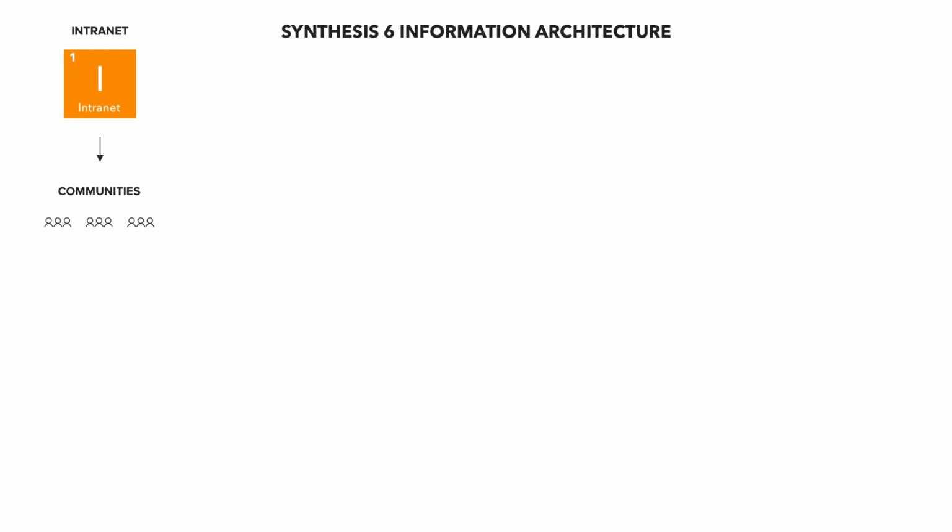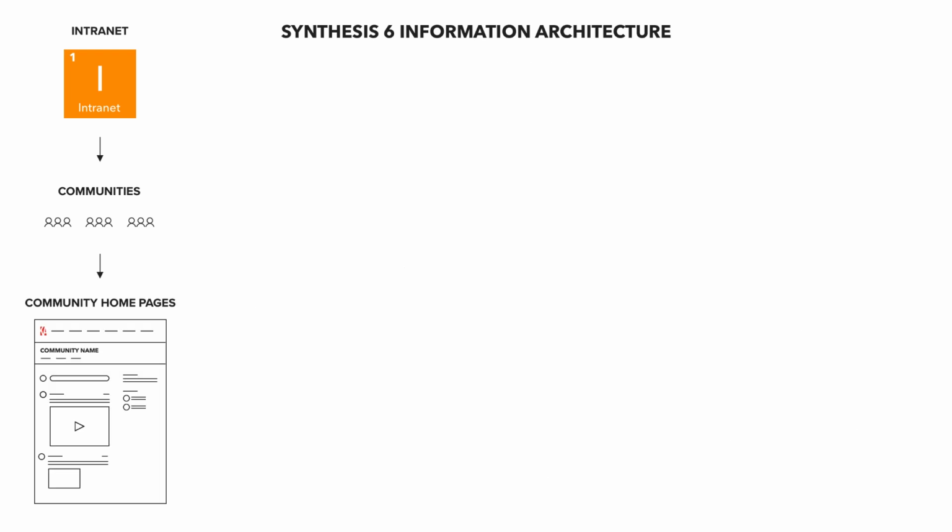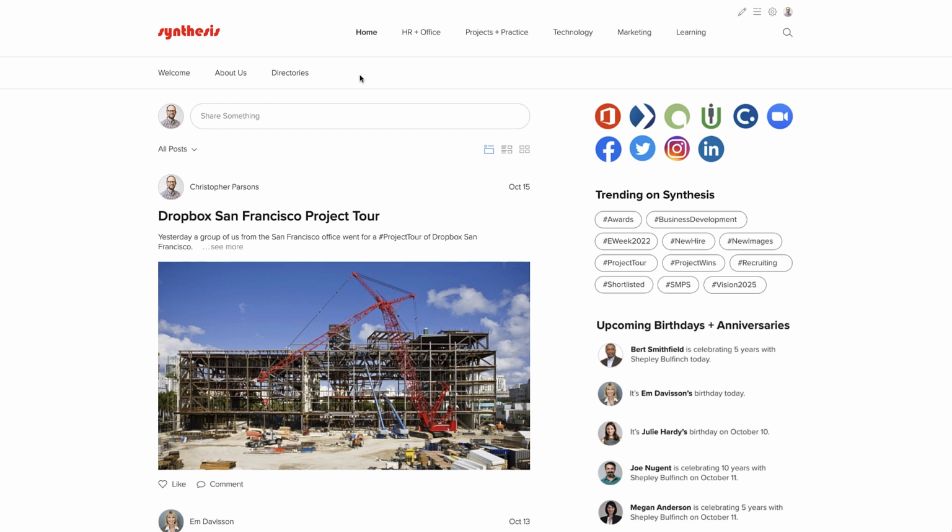We'll start by taking a look at communities and community homepages. Communities are the building blocks of Synthesis and are used to subdivide your intranet's content and posts into logical sections. This example intranet has 6 communities: Home, HR and Office, Projects and Practice, Technology, Marketing, and Learning.